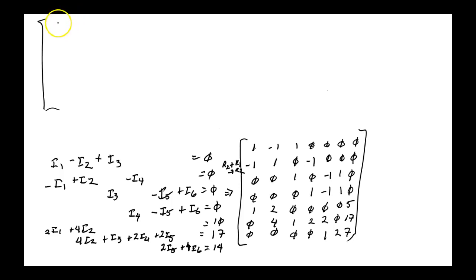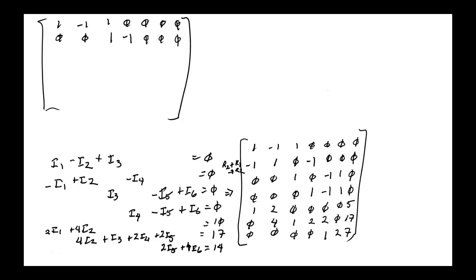So we're using row 1, so let's write it down. 1, minus 1, 1, and then 4 zeros. Okay? New row 2 is 0, 0, 1, negative 1, 0, 0, 0. Okay. Now, where do you want to head next?